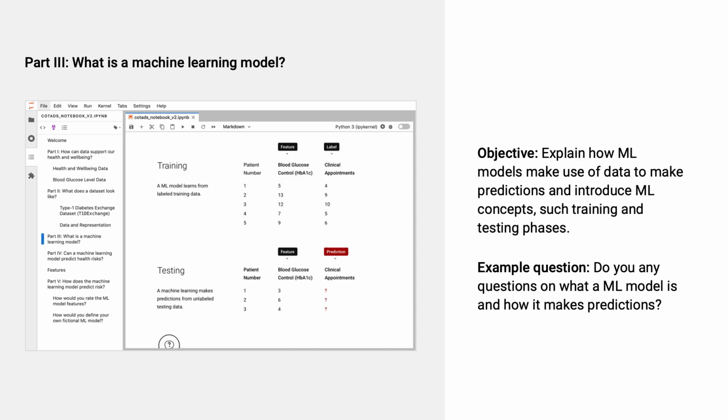The third part of the notebook explained how machine learning models make use of data to make predictions and introduced terminology such as features and labels and machine learning concepts such as training and testing phases. As part of the third workshop, we encouraged participants to ask any questions regarding what a machine learning model is and how it makes predictions.